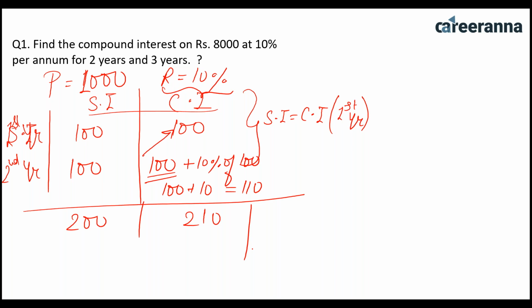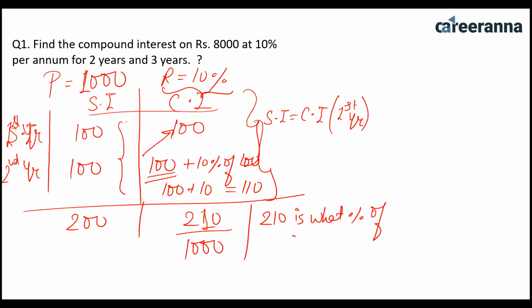Yes or no? Now add both of these, the SI for the first year and second year. I need to find compound interest for 2 years, right? So 210 I'll be getting on 1000 rupees. Now my original value is 1000 rupees. Now 210 is what percentage of 1000 rupees? Can anyone tell me? 210 is what percentage of 1000 rupees?